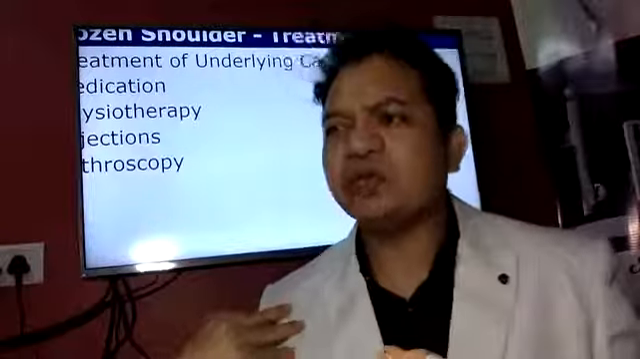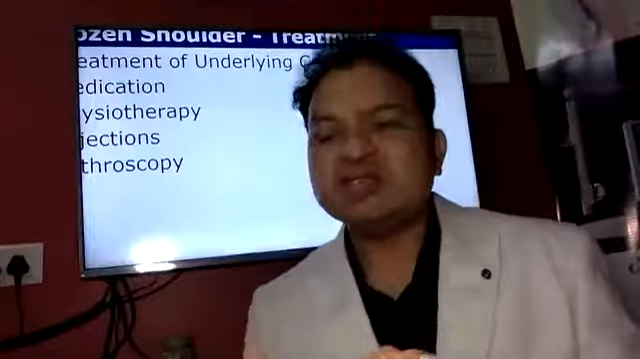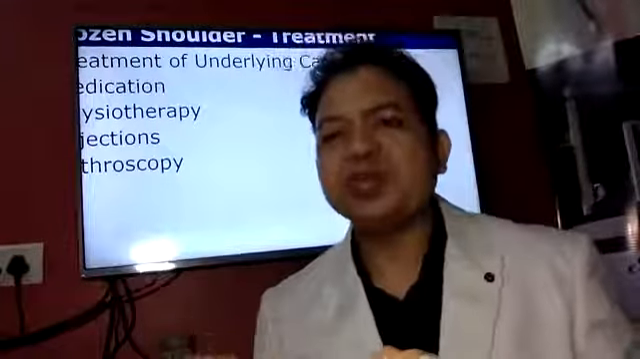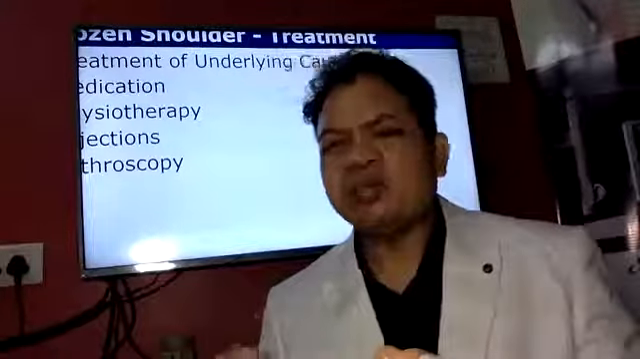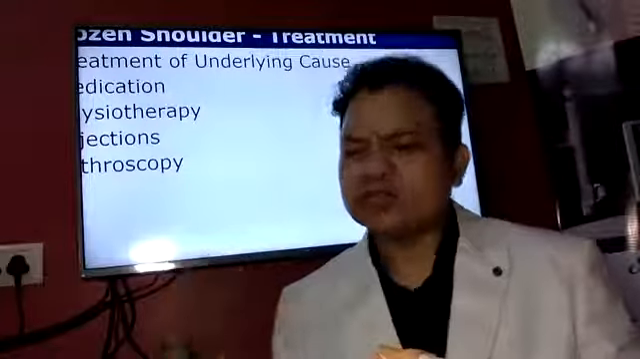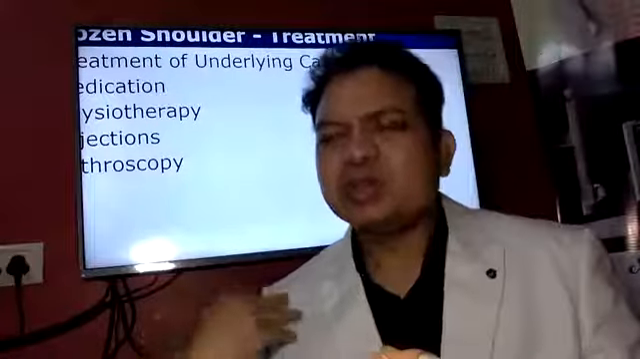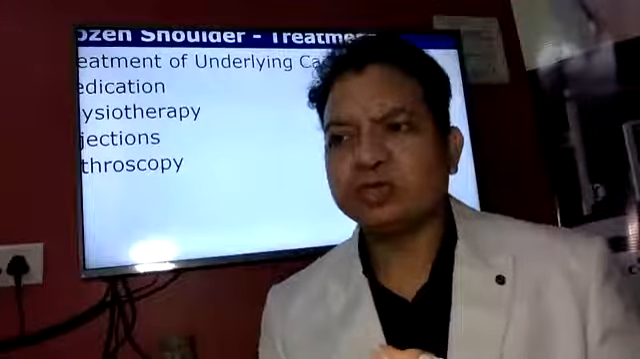What is the treatment for this frozen shoulder, the common type of problem? Treatment first and foremost is to treat the underlying cause. Mainly diabetics are very prone to frozen shoulder, but there are various types of arthritis, rheumatoid arthritis and other arthritis, that lead to shoulder joint pathology. Sometimes an inside injury also leads to frozen shoulder. So we have to treat this underlying cause.